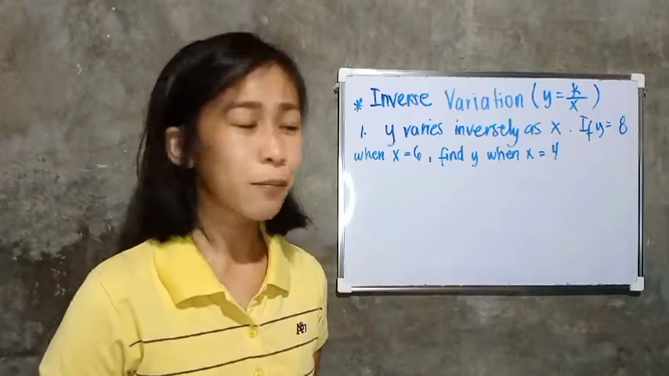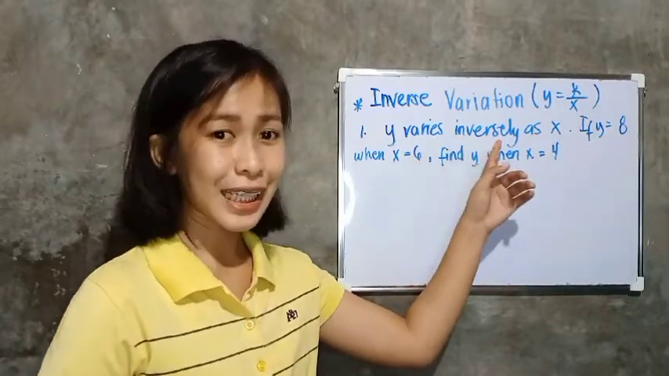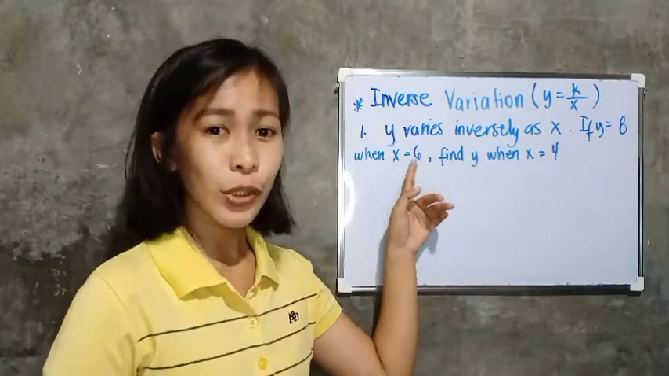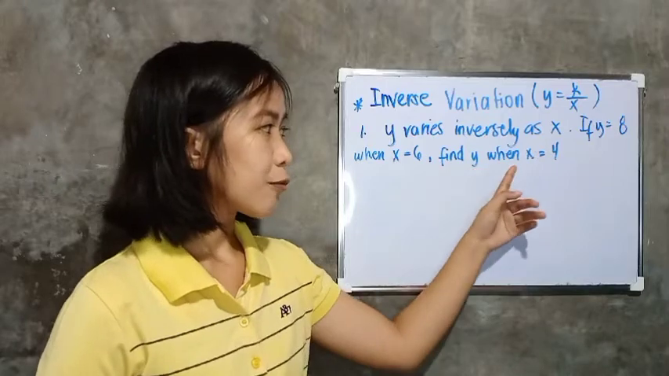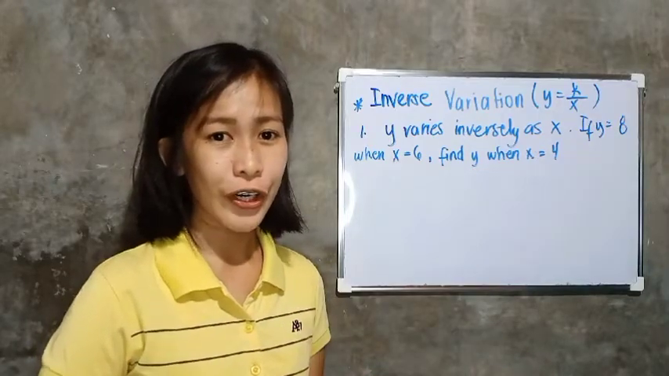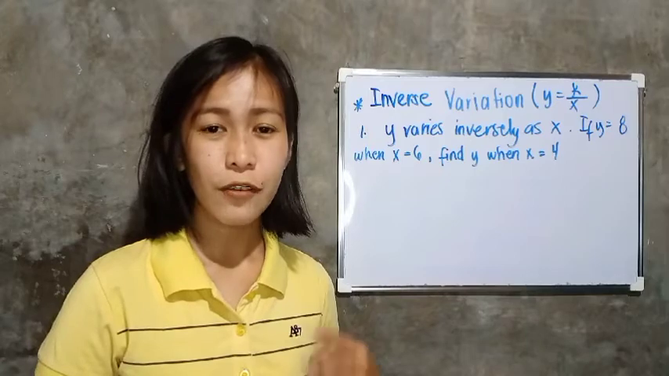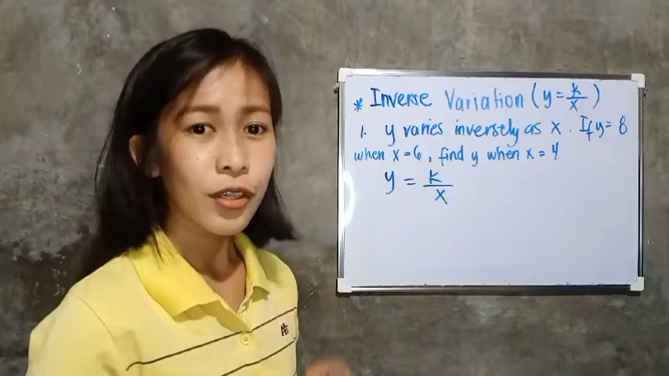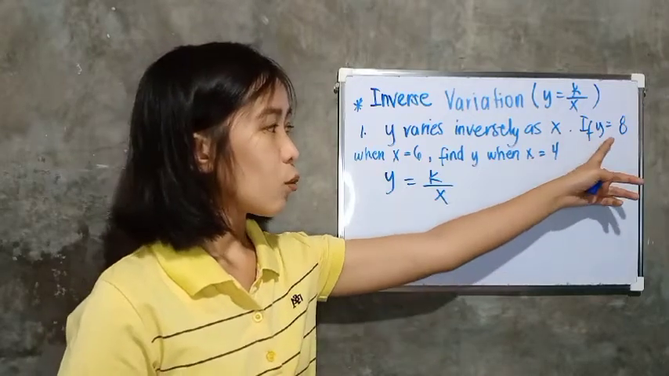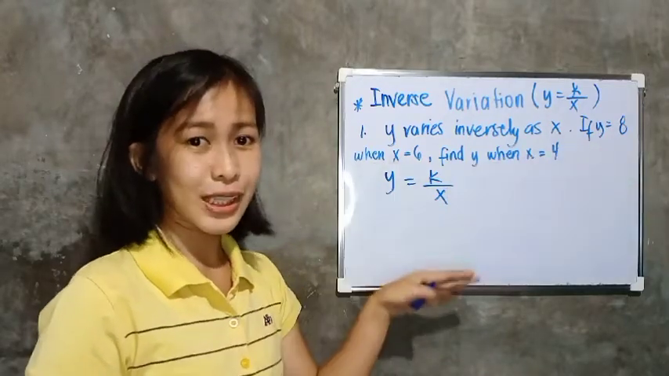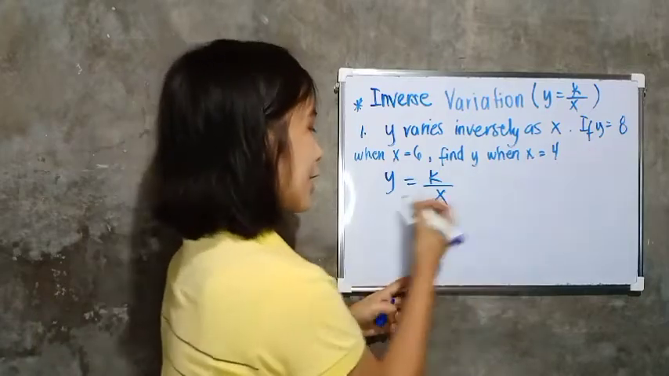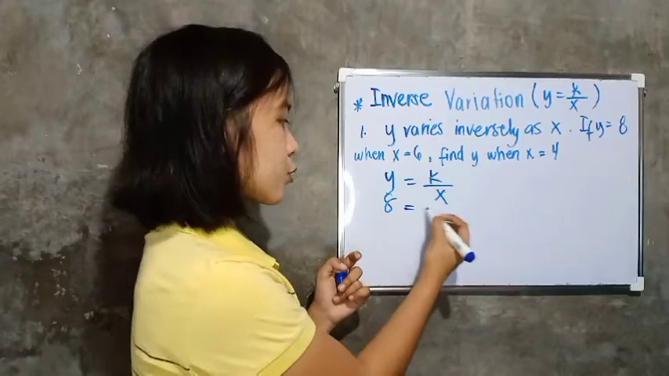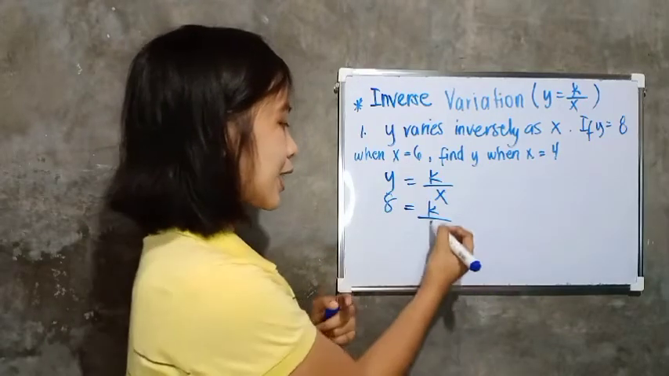Okay? So, for our example, we have y varies inversely as x. So, if y is equal to 8 when x is equal to 6, find y when x is equal to 4. So the first step that we're going to do is, of course, to find k, or the constant of variation. So we are going to find k using y is equal to 8 when x is equal to 6, okay? So we have y as 8. Just substitute again the value, alright? So we have 8 is equal to k over ang x natin ay 6.